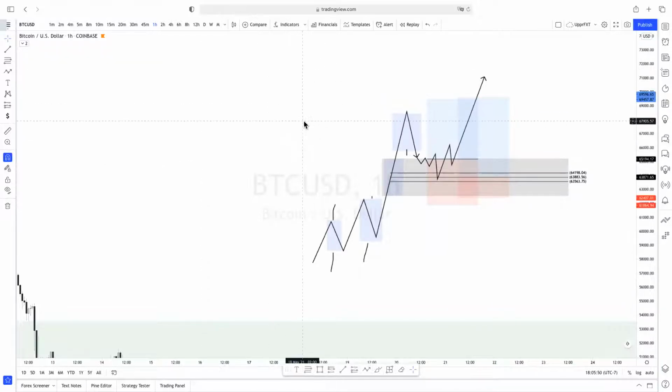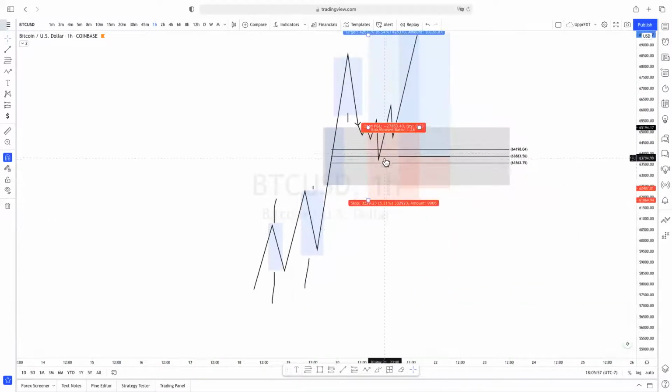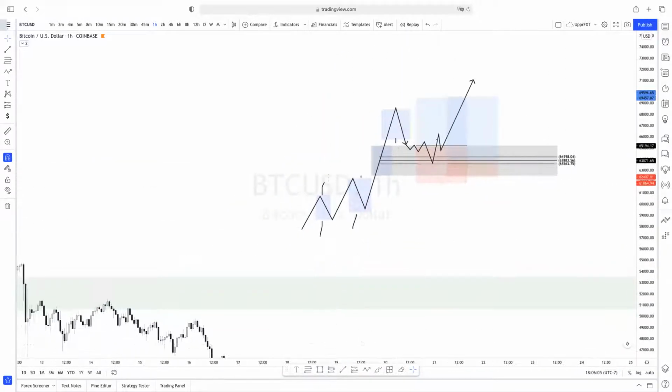I have my mic on, make sure, if you guys can't hear me, go ahead and let me know. But this is just one scenario of how an imbalance can work. You can have mitigation in it and continuation up. Now, say we have the same thing, and let me I'll add a couple candles.